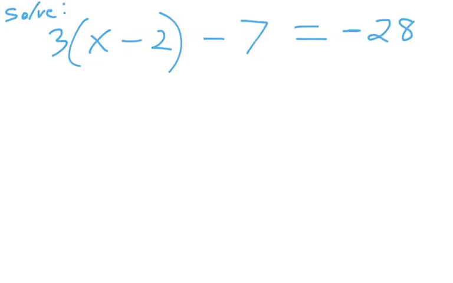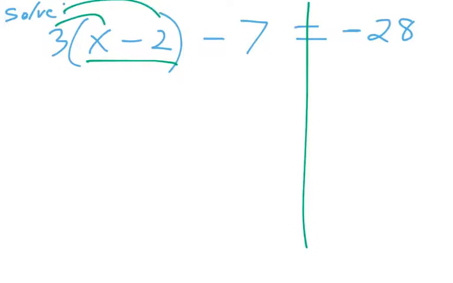So for our first example, we have 3 times the quantity x minus 2, minus 7, equals negative 28. So you had a problem like this in one of your last assignments. I think I actually gave you 2 like this, even though we didn't talk a lot about it. I just want to see how you did with it. But your first step is always going to be to distribute. So we have parentheses right here. So we're going to distribute the 3 to each of the terms inside the parentheses.